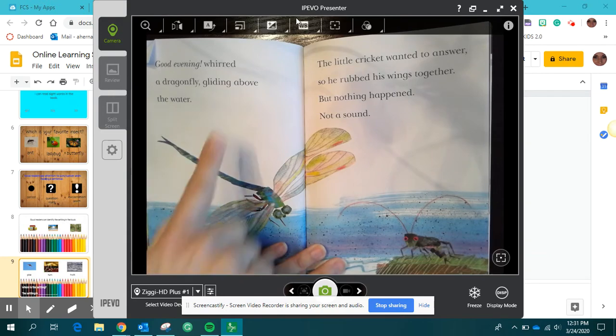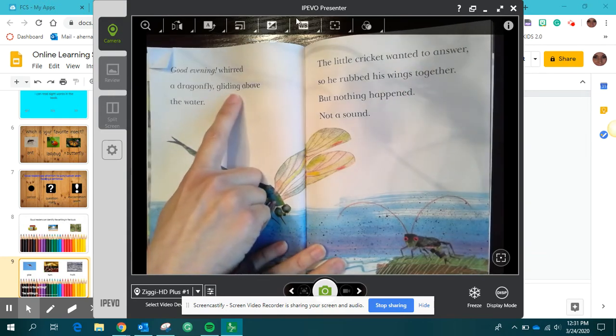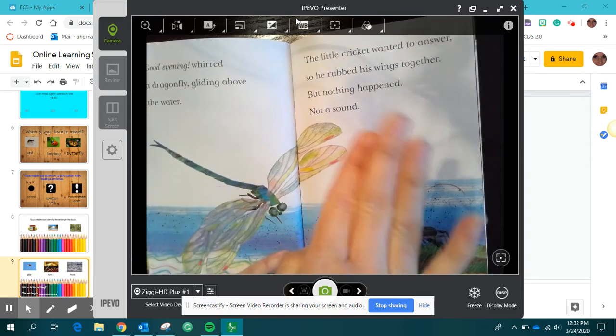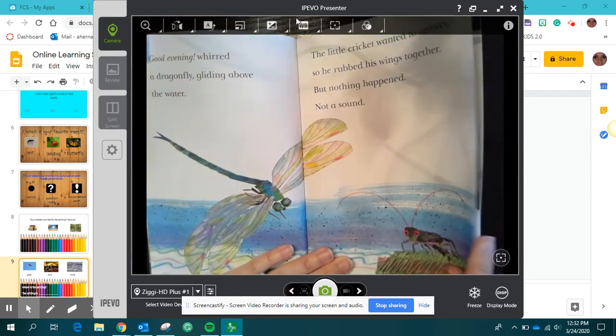There's another word, glide, or gliding above the water. Let's see how the dragonfly is gliding, flying.